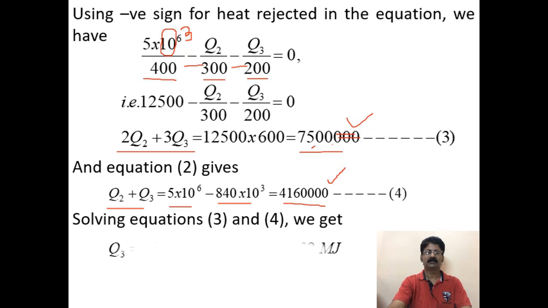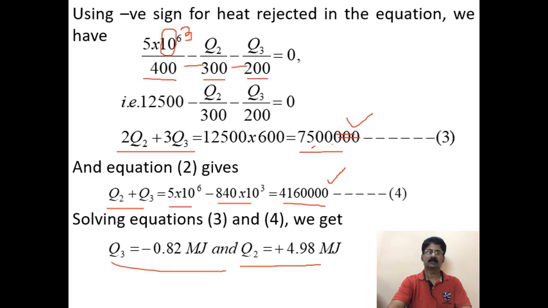After simplifying, you will get Q3 is equal to minus 8.82 megajoules and Q2 is equal to plus 4.98. Now the direction of Q2, which is assumed as rejected, is correct, whereas Q3 you got as a negative answer. That means already you have taken Q2 and Q3 as negative, but if you get the answer again negative, that means your assumption is wrong. It should have been positive.